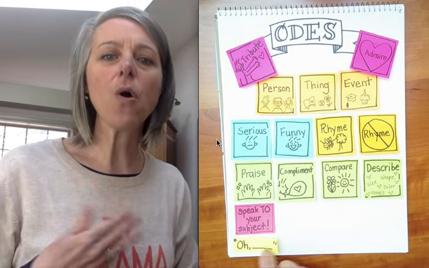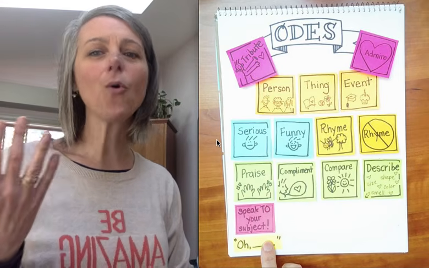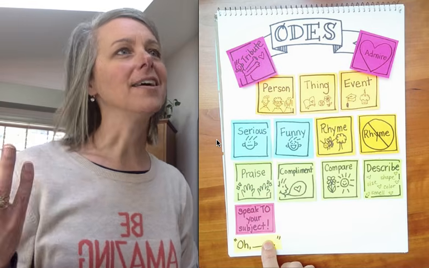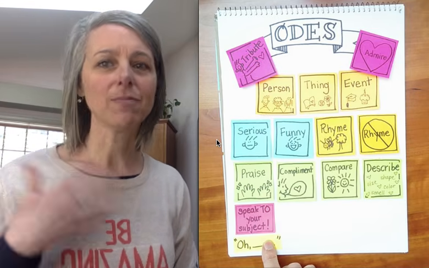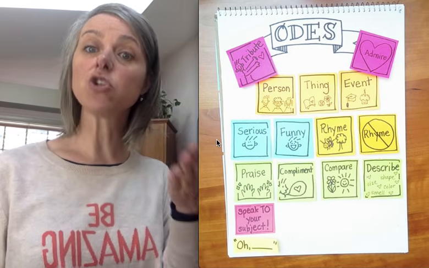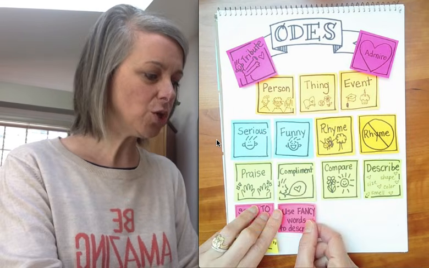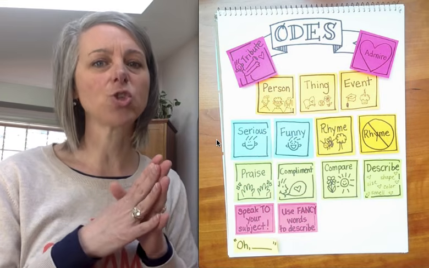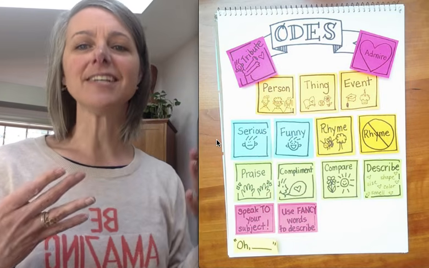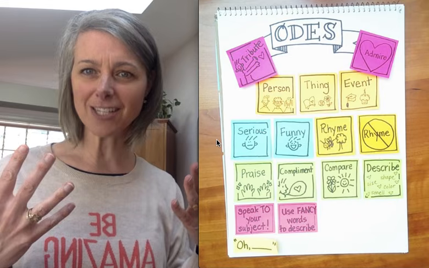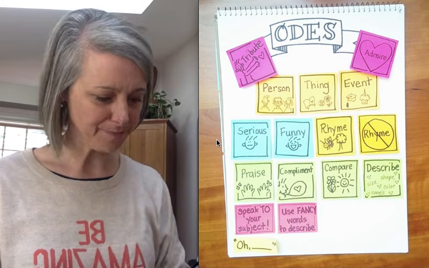In that one, it was like, oh, pizza, okay? Oh, ladybug. Oh, soccer game. It's up to you, okay? But you speak to that thing to which you are paying tribute, okay? This is really fun. You get to use fancy words to describe. Odes have a very fancy type of tone to them, so the fancier words that you can use, the better.